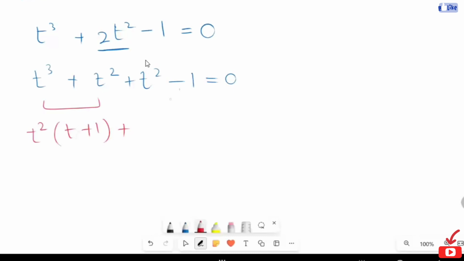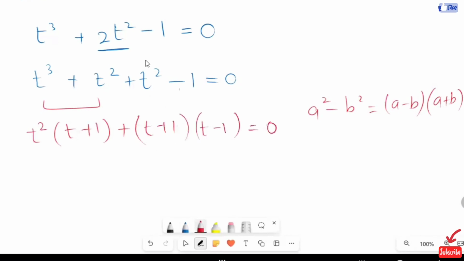In the next step, I'm going to take t squared common from the first two terms: t squared (t plus 1) plus, here, I'm going to apply the algebraic identity, that is a squared minus b squared is equal to (a minus b)(a plus b). So using this, I'm going to write this expression as (t plus 1)(t minus 1) is equal to 0. I am going to take out the greatest common factor here, t plus 1. t squared is remaining, and here, t minus 1 is remaining.